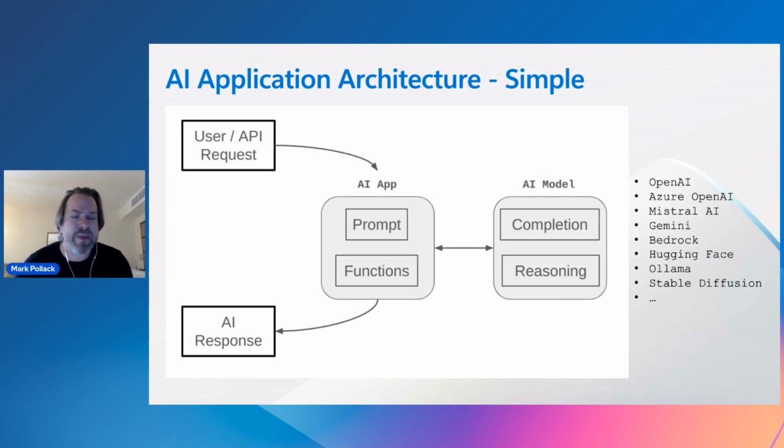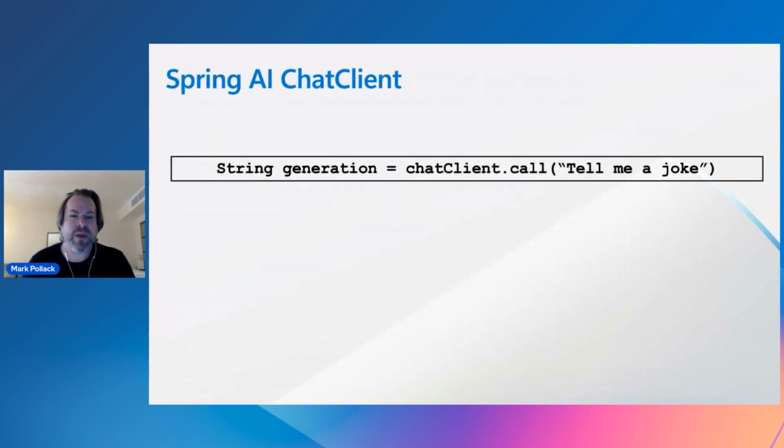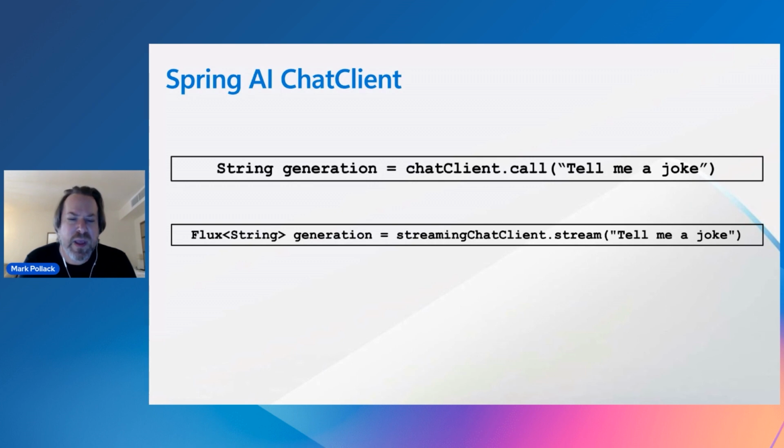And there are many AI models, Azure OpenAI being one of them, Mistral is another, and we support all of them as much as we can down the line. So our abstraction for chat completion requests is a class called chat client, which has a simple method called call. And here I'm showing the simple string example where it says, tell me a joke. And you get a string back, which is the generated content. There's also a streaming version. So again, this request and reply interaction with the model can be synchronous or asynchronous through the Flux abstraction.